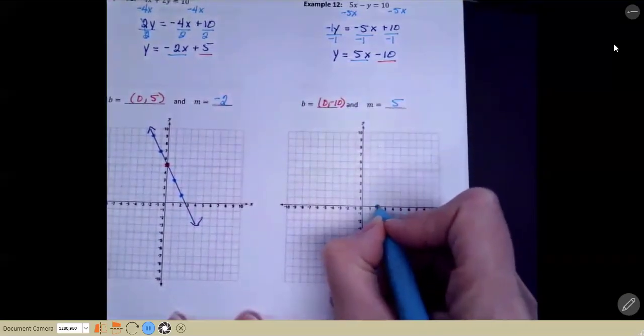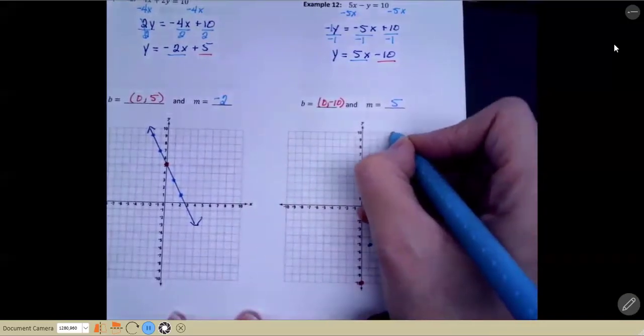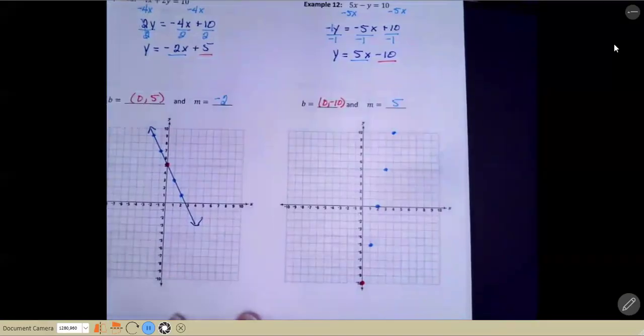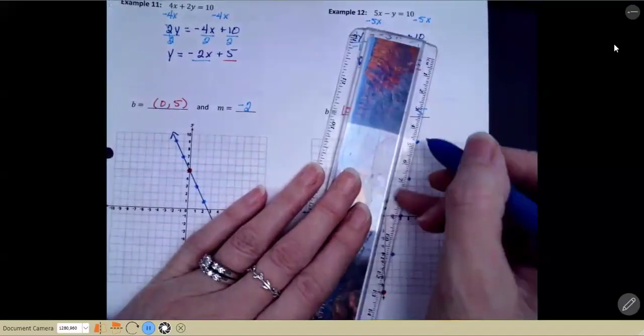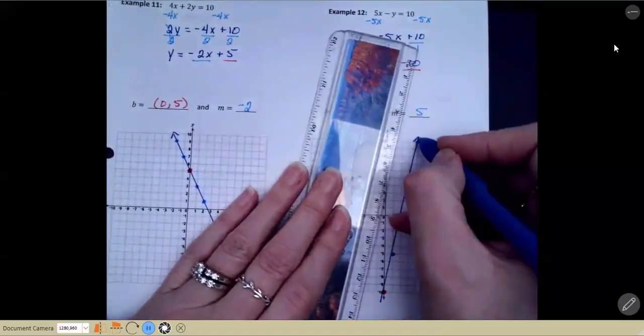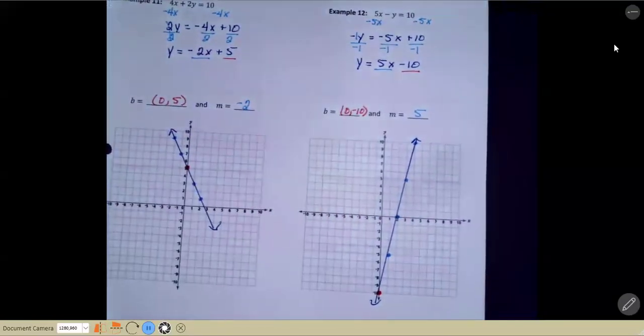Up 5 over 1. And remember, you really only need 2 points to graph a line. And then I will, using my ruler, that's important to keep a straight line, make it easy for me to grade your work. There is your graphed equation.